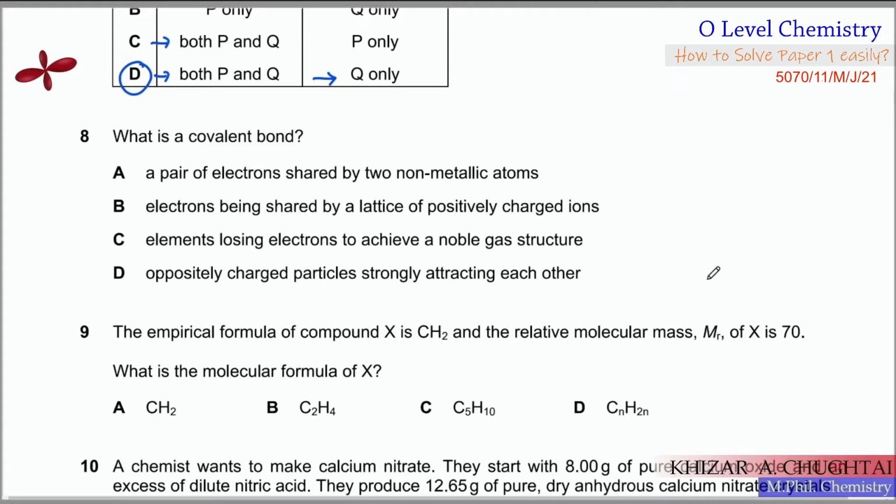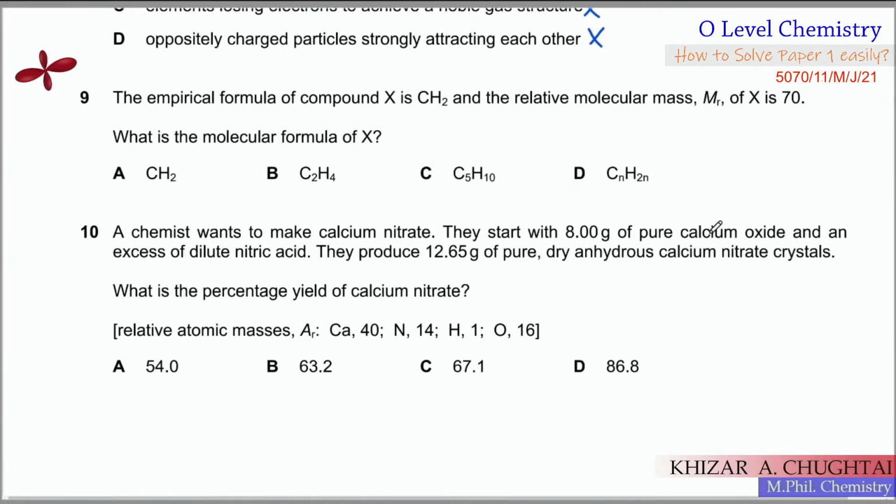What is a covalent bond? Number one, a pair of electrons shared by two non-metallic atoms. Yes, it may be true. Electrons being shared by the lattice of positively charged ions. No, it's wrong. Element losing electrons to achieve noble gas configuration. No, not the loss of electrons. Oppositely charged particles. No, there are no charged particles. So A is the correct option.